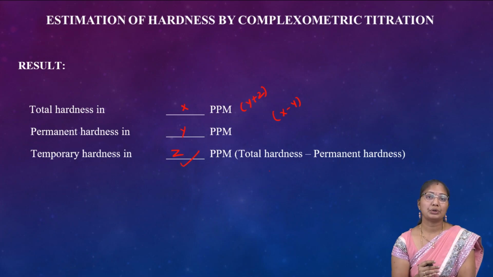This is the way we are going to determine all three types of hardness, total, permanent and temporary hardness, in water using complexometric titration.